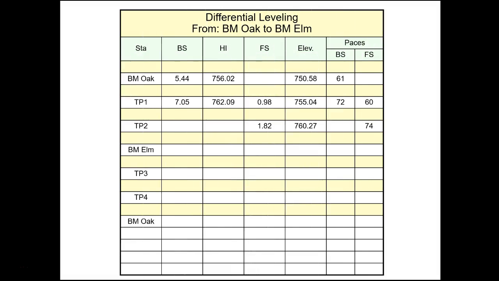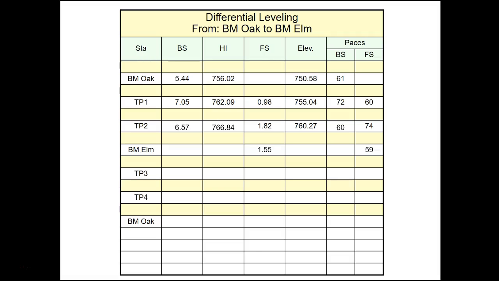So now we're ready to take those values in. There's our turning point 2 back sight. Now we're ready to calculate our instrument height. So we take the previous elevation plus our back sight gives us our instrument height. We put in our paces for our back sight and our forward sight.